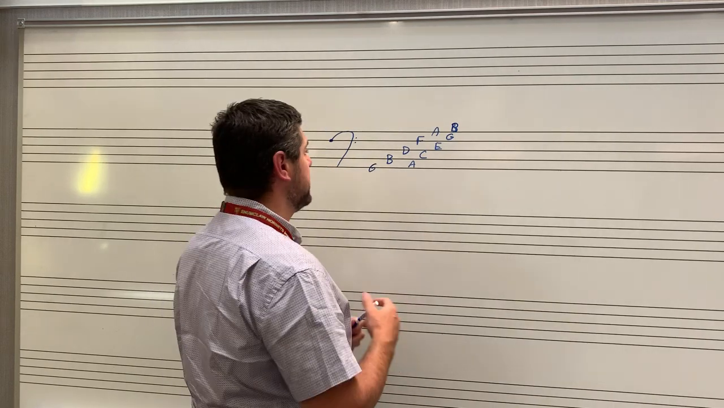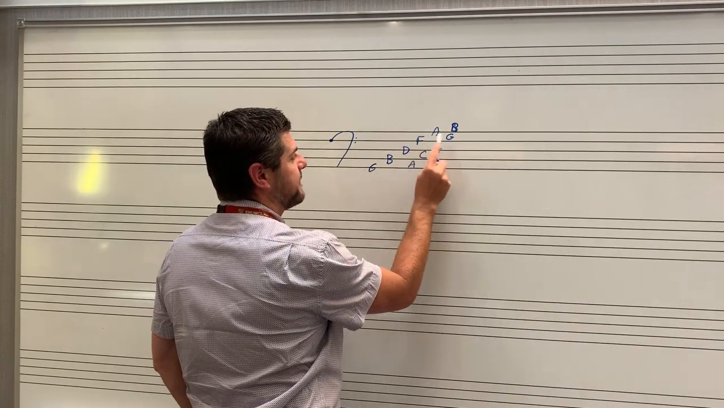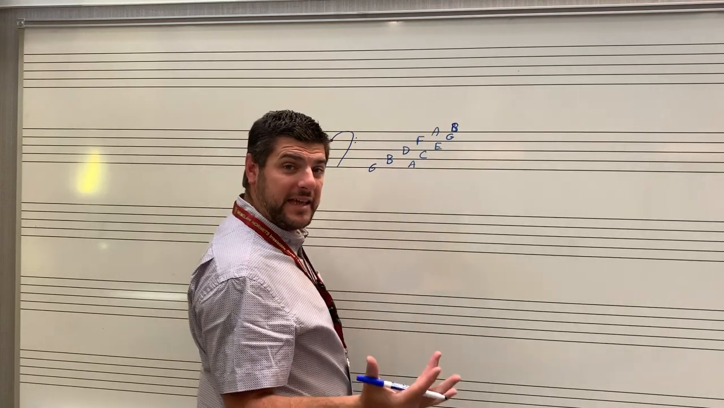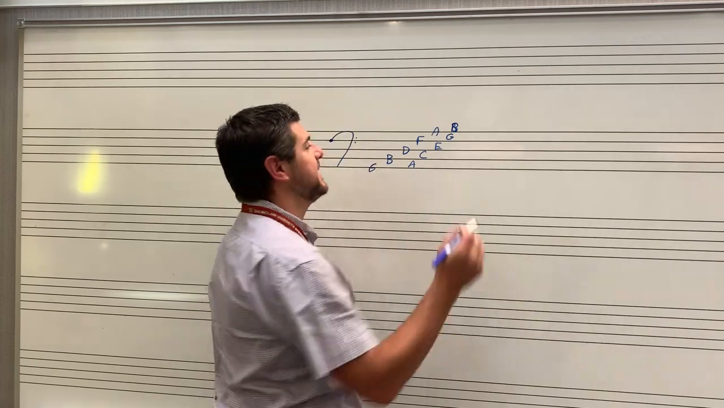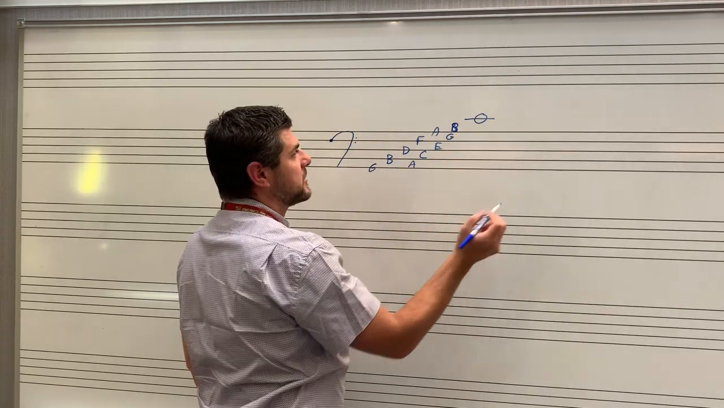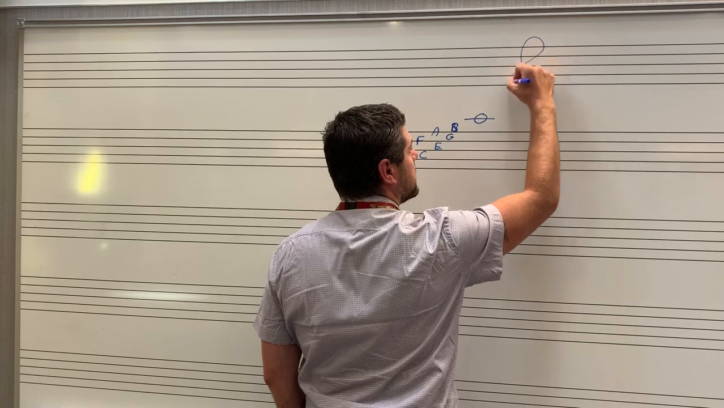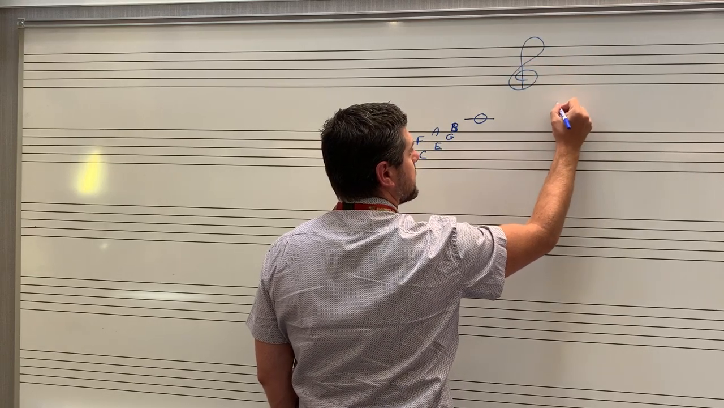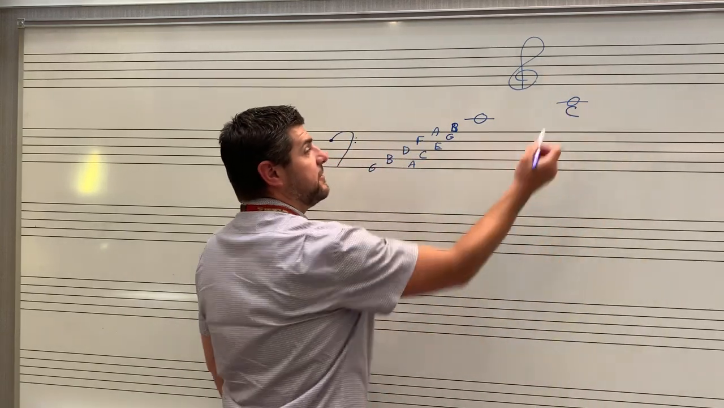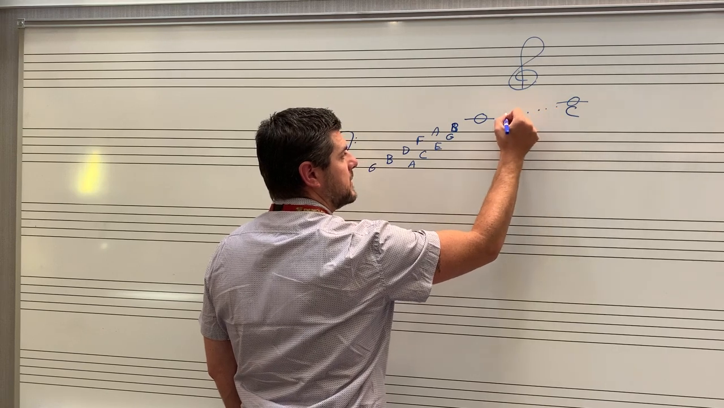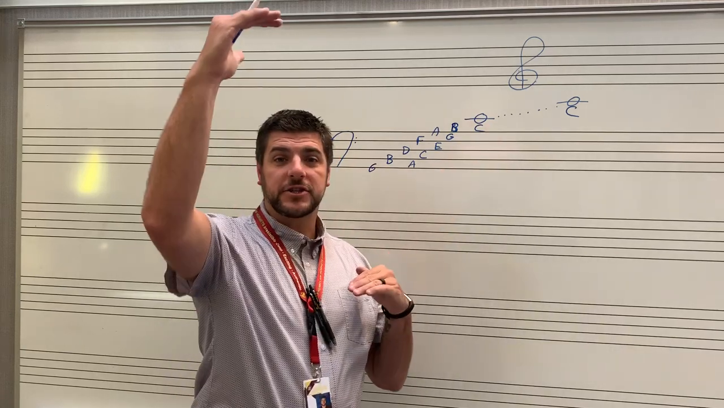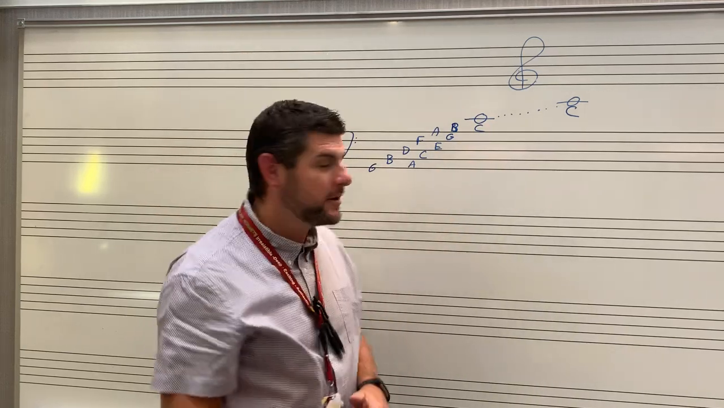Now, if we look at this again, A, B, C, D, E, F, G, A, B. Now, if we're going up, what is the alphabet letter after B? C, that is correct. Notice how that looks very similar to what we drew earlier. Below, this was a C. This note and this note are the exact same note. This is where the two clefs meet one another, okay?